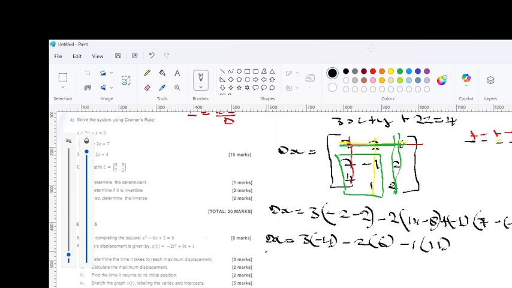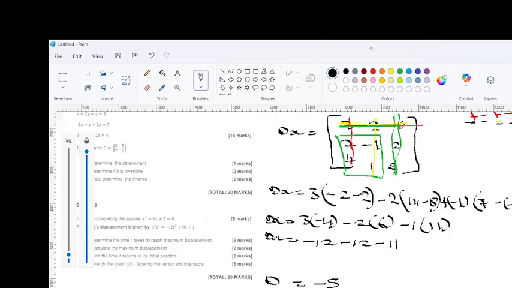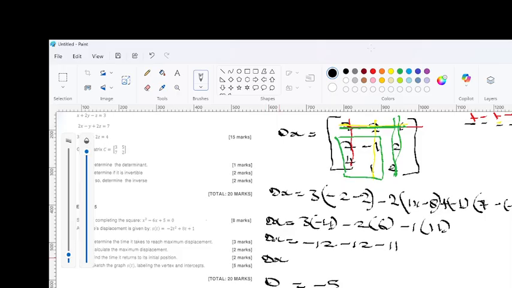So it will be dx equals to 3 times -4, that is -12, minus 2 times 6, that is 12, minus what? 11. Minus 11, yes, because of this negative there. So from there, we are going to say dx is equals to, what is -12 minus 12? That is -24. -24 minus 11, that is -35. So this one becomes for our x.